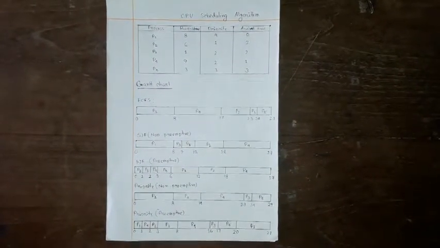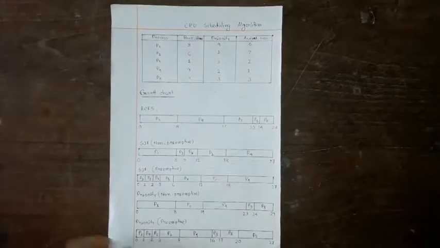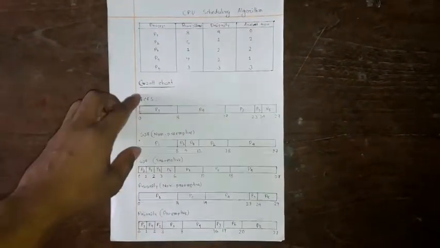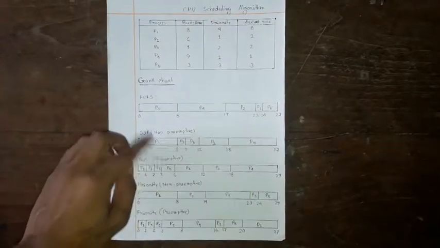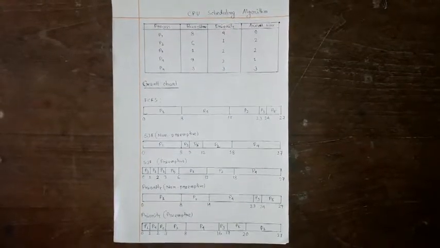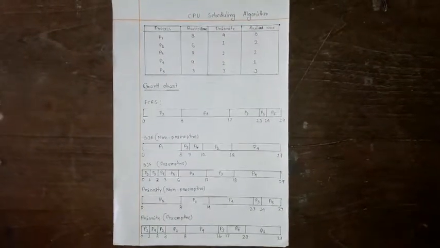So, if any of you have missed the first two scheduling algorithms, FCFS and shortest job first for non-preemptive and preemptive, please check out the description and find the video, and you will find it clearly.